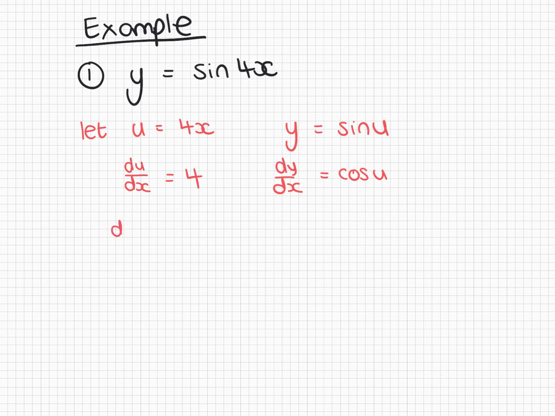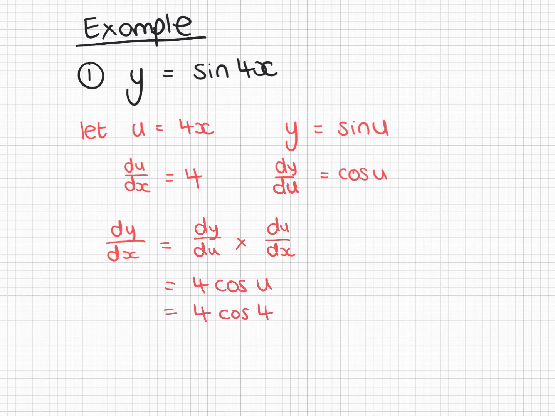So dy by dx, sorry, that's du there, isn't it? Not dx. So that one's dy by du. So we get dy by dx equals dy by du times du by dx, which is just 4 cos u, and u is just 4x. So it's 4 cos 4x is what my differential will come out with.